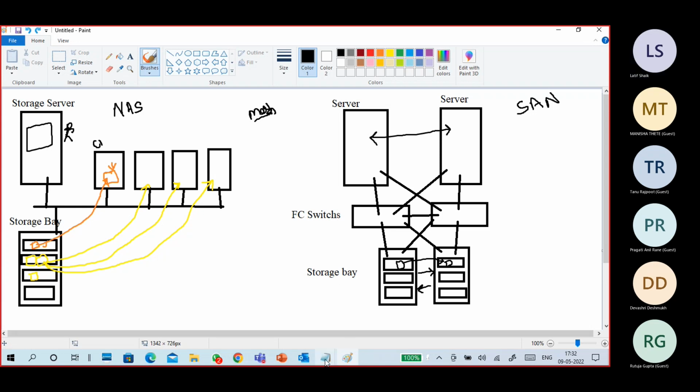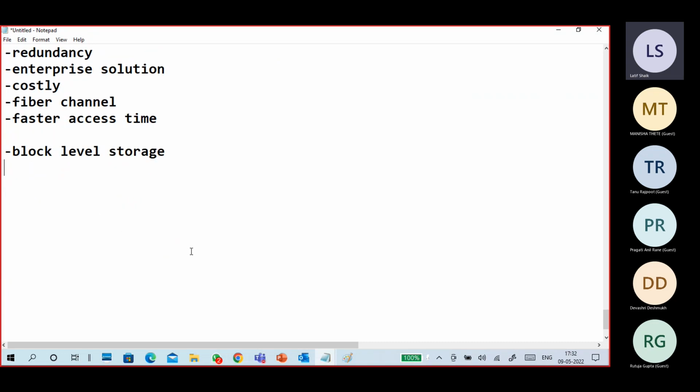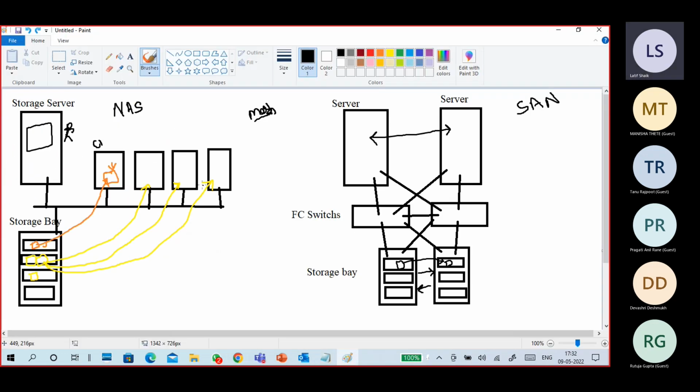Next, we are accessing through fiber channels, which gives faster access time. It is block level storage. I will explain; the difference between NAS and SAN is another difference.